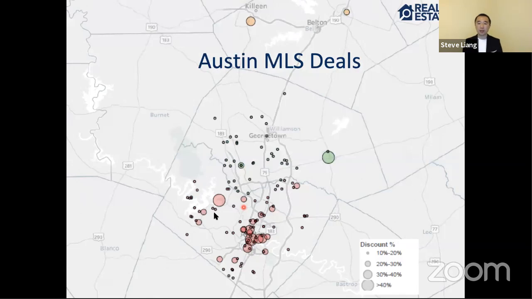Each circle that we see here is a deal, and the smaller the circle, the smaller the discount. The smallest is from 10 to 20%, and the biggest is over a 40% discount. Here we're looking at where the opportunities are. It's pretty sparse in the Austin area in general. There are not as many deals on the market, historically speaking, but we're still seeing some concentration in the downtown Austin area.